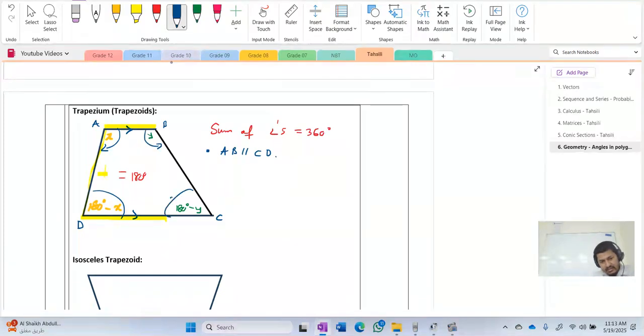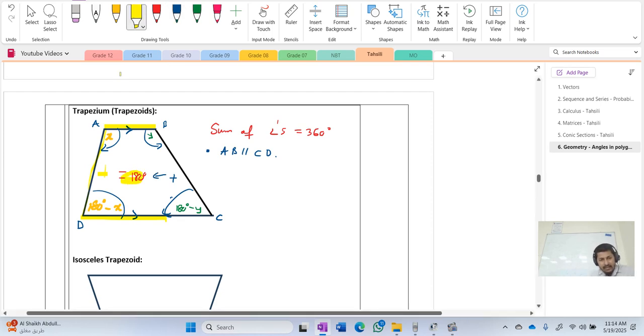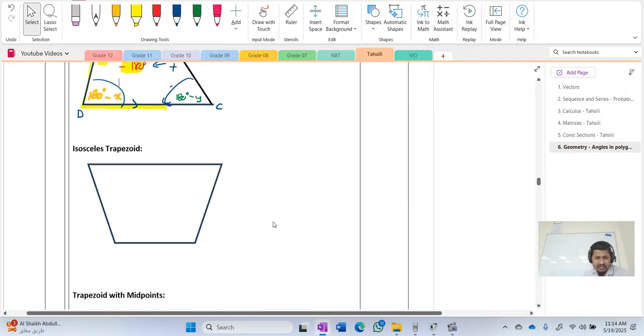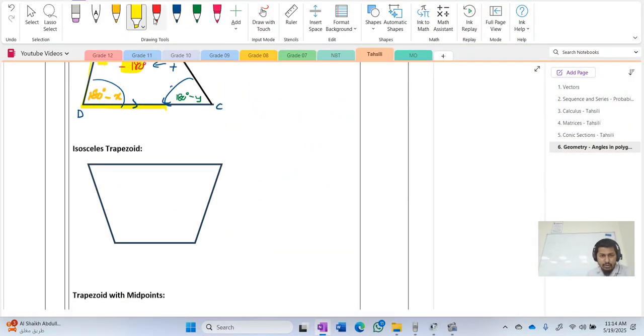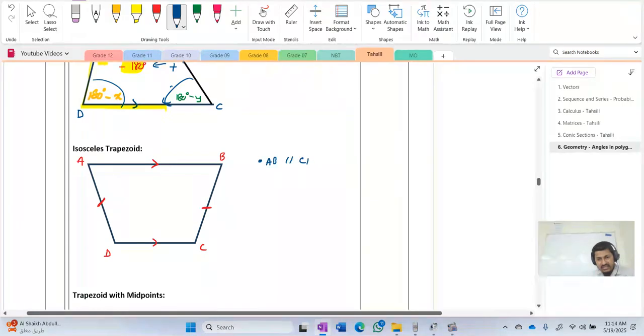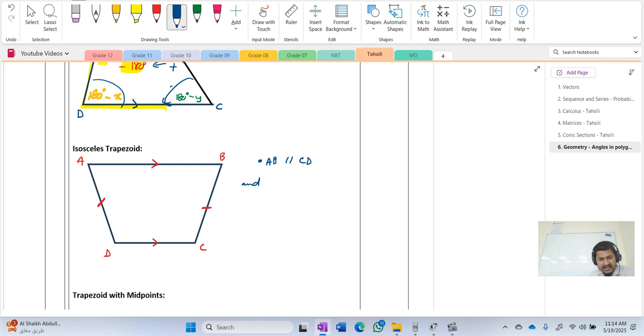An isosceles trapezoid has a special property where it's a trapezium, opposite sides are parallel, so I'm going to write A, B, C, D, and these lines are the same, 1 and 2. That's an isosceles trapezoid. So we know that AB is parallel to CD, and AD is equal to BC. Now when this happens, the base angles are the same, so we can call them X and X.